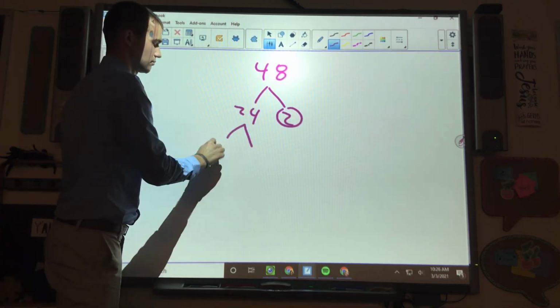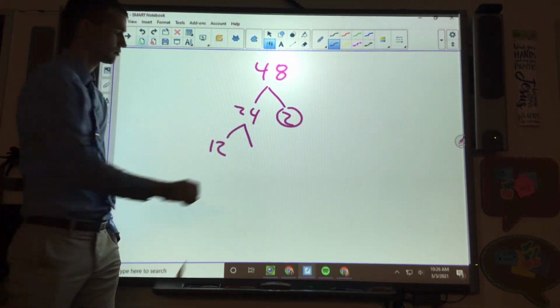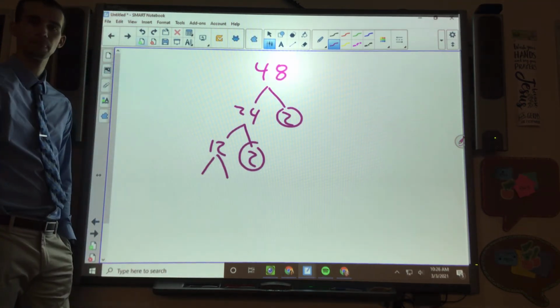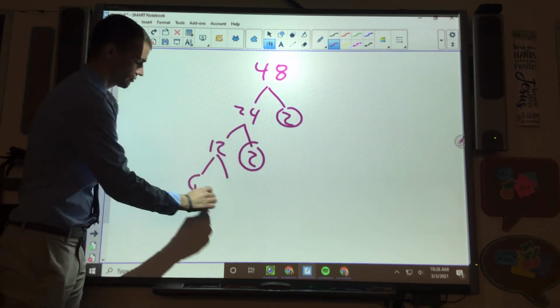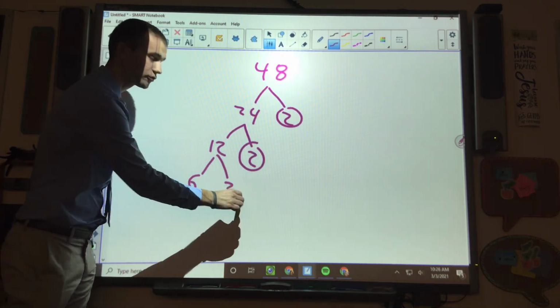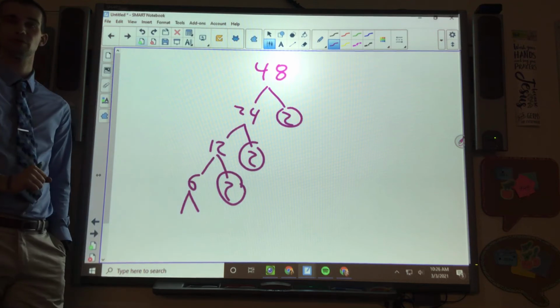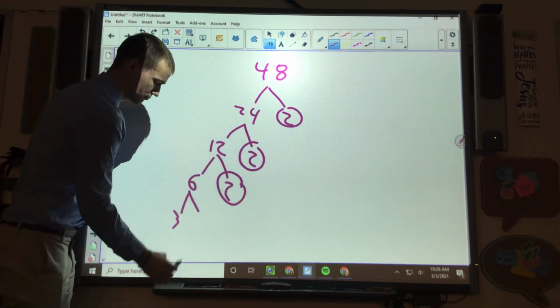12 and 2. 12 breaks into 6 and 2. 6 breaks up into 3 and 2.